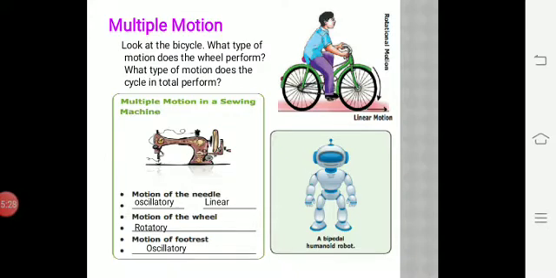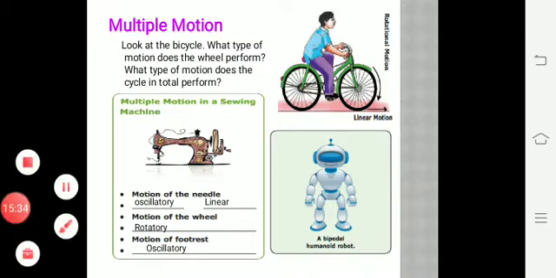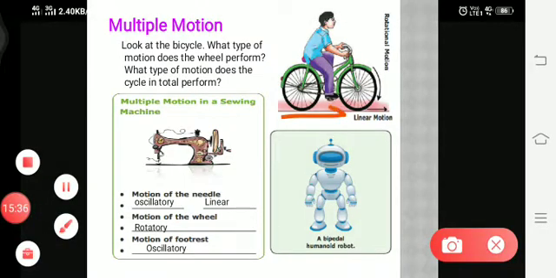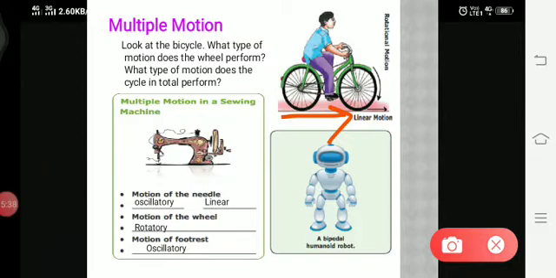What is meant by multiple motion? Consider this bicycle. You have two different types of motion while riding a bicycle. One is linear motion, in a straight line. Another one is that the wheel is rotating. So this is an example of rotational motion. So we have seen multiple motion while riding a bicycle.